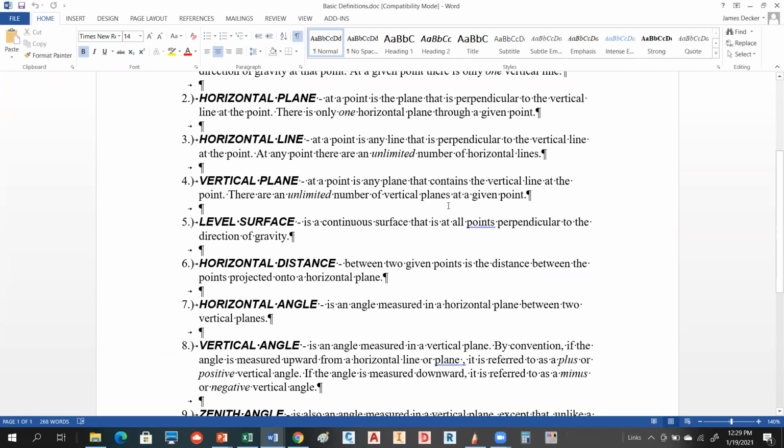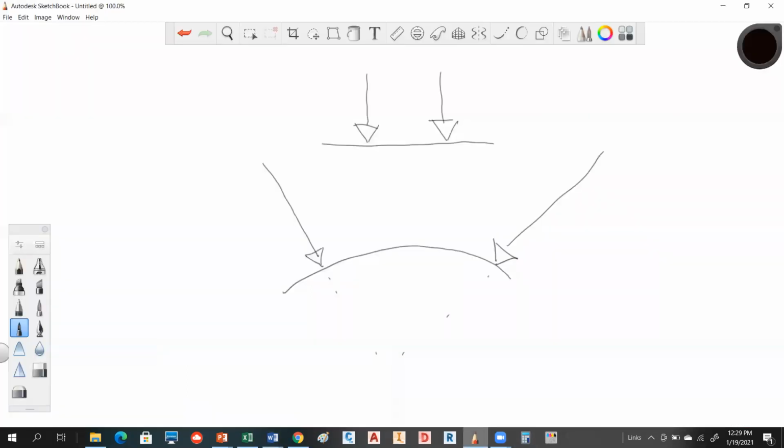We'll be talking a lot about this concept of vertical and horizontal more in the next couple of weeks. The other important one is called a level surface. This is a continuous surface that is at all points perpendicular to the direction of gravity. So it actually is not level or horizontal at all. Again, we go back to this picture. This would be an example of a level surface, because if you take another plumb bob here and another here, throw little perpendiculars and connect them up, you get this surface.